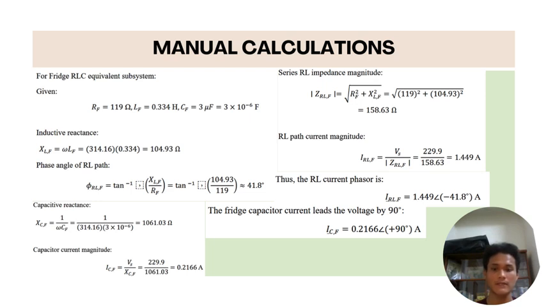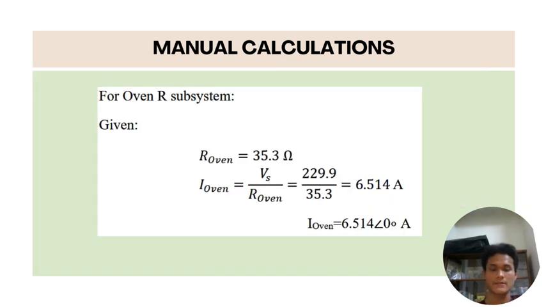Next, we calculate the capacitive reactance using the formula 1 over omega C_F, and we obtain 1061.03 ohm. Then we calculate the capacitor current magnitude, and we obtain 0.2166 ampere, and we can also put it in phasor form. For the oven R subsystem, we have R oven equal to 35.3 ohm. So we can calculate the I oven, which is equal to V source divided by R oven, and we obtain 6.514 ampere, and we can put it in phasor form.